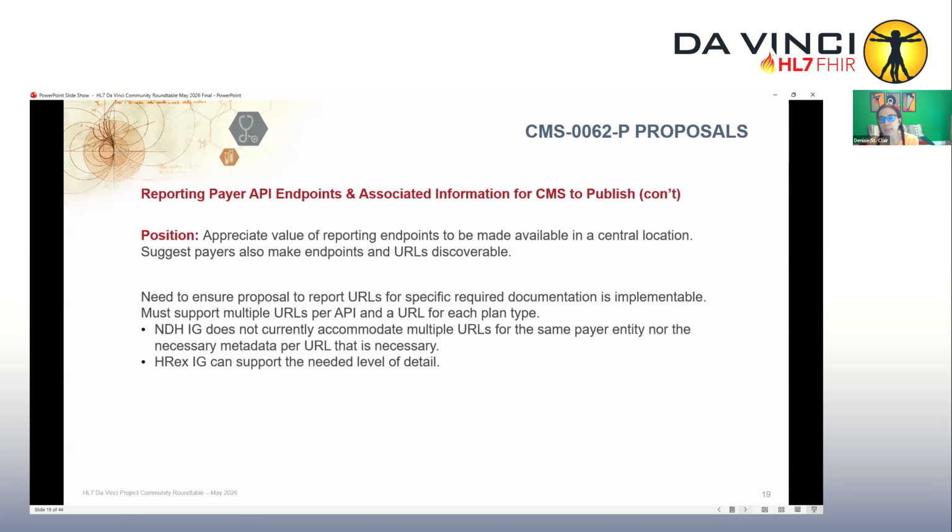So one of the things that the community is pointing out is that you need to look a little bit more closely at the NDHIG and appreciate that the rule does note there could be multiple URLs per API, but also appreciating that by plan type piece and looking at the complexity that HREX IG allows, and understanding that any final proposal on this would have to mirror that complexity and potentially consider HREX for that purpose.